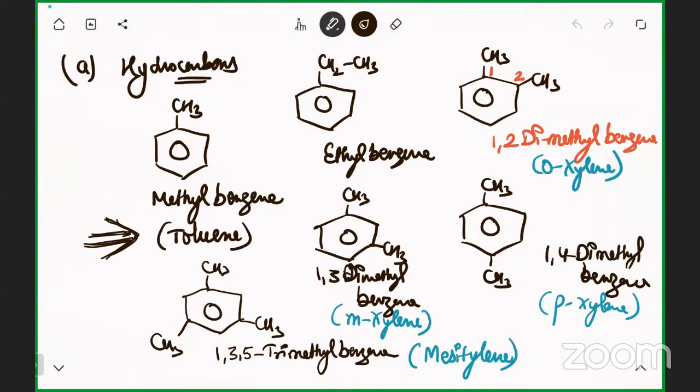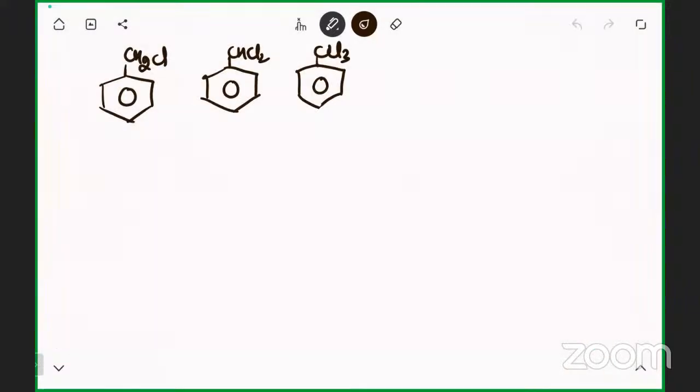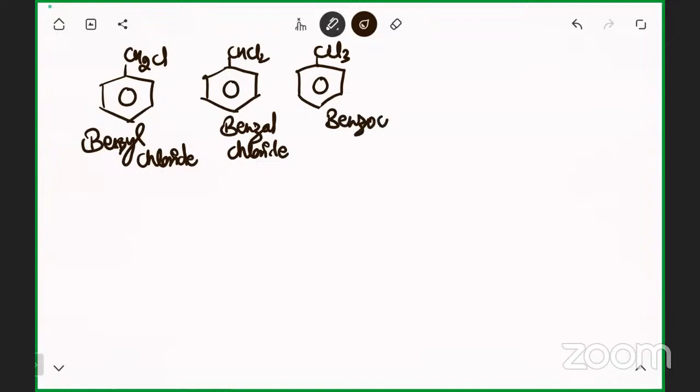Remember these three: benzyl, benzyl, benzo. In the first case, benzene CH2Cl is benzyl chloride. This one, benzyl chloride. This one, benzo chloride. So just remember those things also.